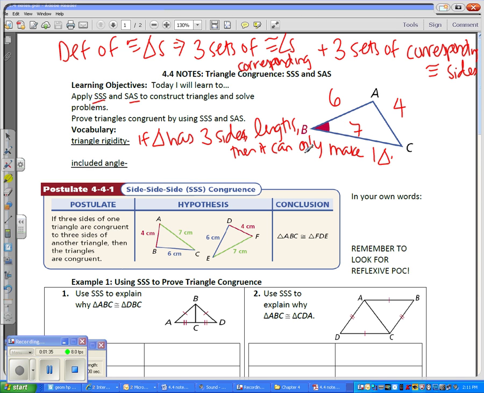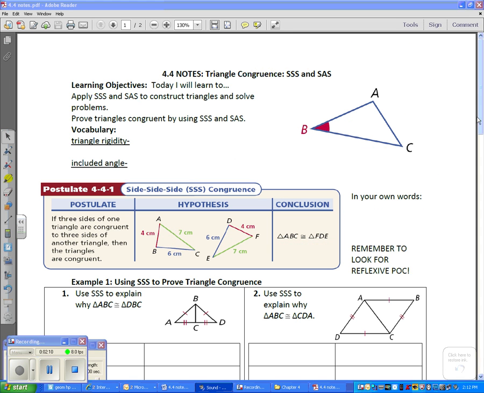So because of that fact, we have SSS. And that says that if we have 2 triangles and they have the exact same sets of sides, so if you notice here, this 4 is like this 4, this 6 is congruent to this 6, and this 7 is congruent to this 7, then those triangles are going to be congruent to each other. So if I was going to write that down in my own words or pictures, I would show that if I know that all 3 corresponding sides are congruent to each other, then that means that they're going to be congruent. Pretty cool.